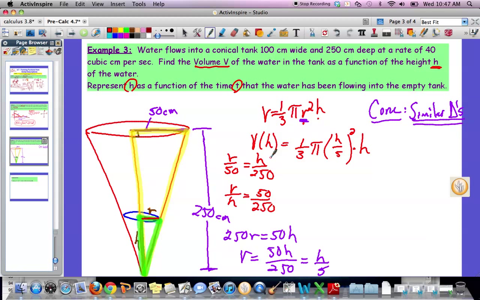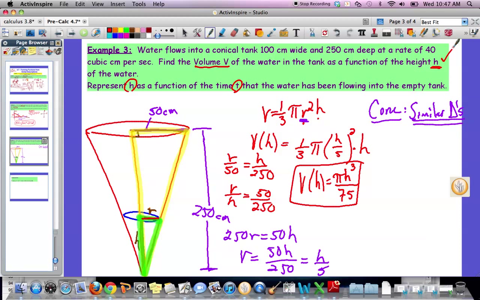Let's clean this up a little bit. So the volume in terms of h would be, can you guys do this in your head? H cubed, h squared times h in the numerator. I'm also going to have a pi in the numerator. And in the denominator, I'm going to have a 25 and a 3, which is 75. So there is a formula of the volume in terms of h. So if you had some type of measuring stick, you can determine the volume based on what the height of the water is. That's the first part. So there's my volume in terms of h.